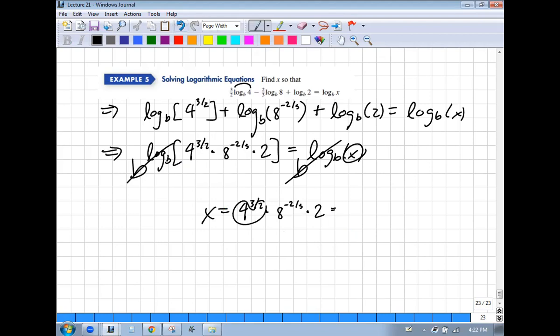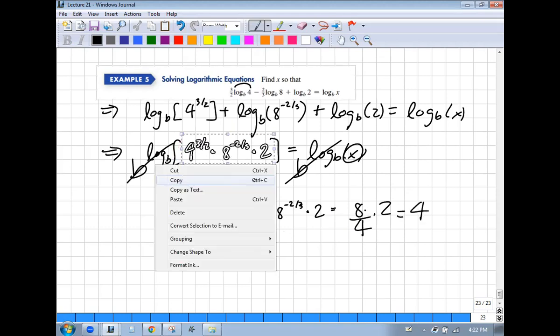The square root of 4 is 2, and 2 cubed is 8. The cube root of 8 is 2. 2 to the minus 2 is 2 to the fourth. And we have this times 2 here. So we have 16 divided by 4 is 4, right? Y'all should be able to do this now.